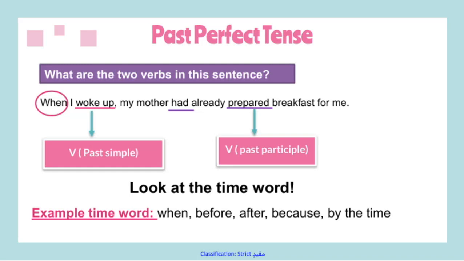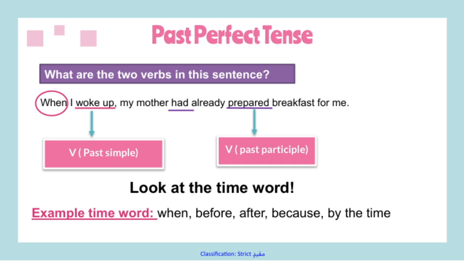Let's take a closer look at the time words. These are words like when, before, after, because, and by the time. They are crucial because they help us understand the timing and sequence of events in a sentence. For example, when I woke up, my mother had already prepared breakfast for me. Notice how the action of the mother preparing breakfast happened before I woke up. This is where the time words come into play, showing us the relationship between the two actions.